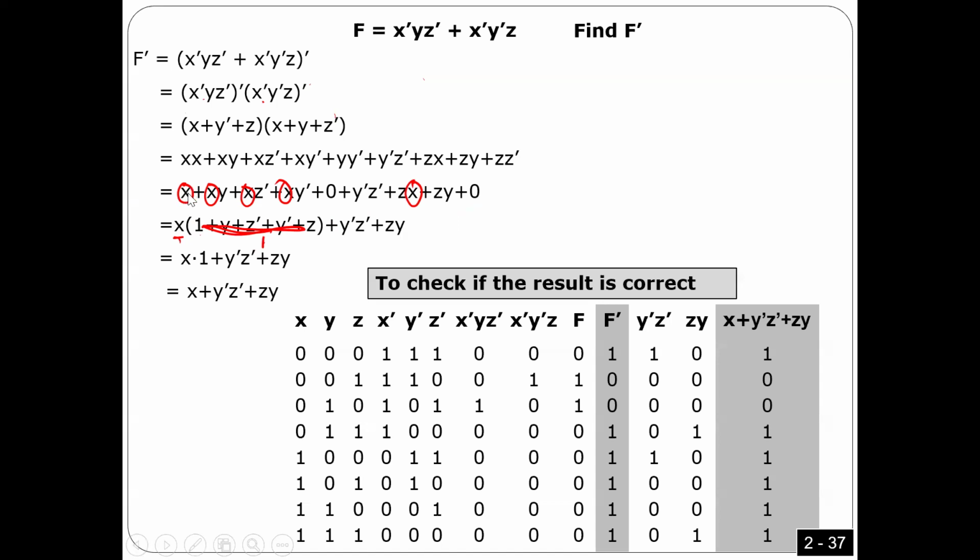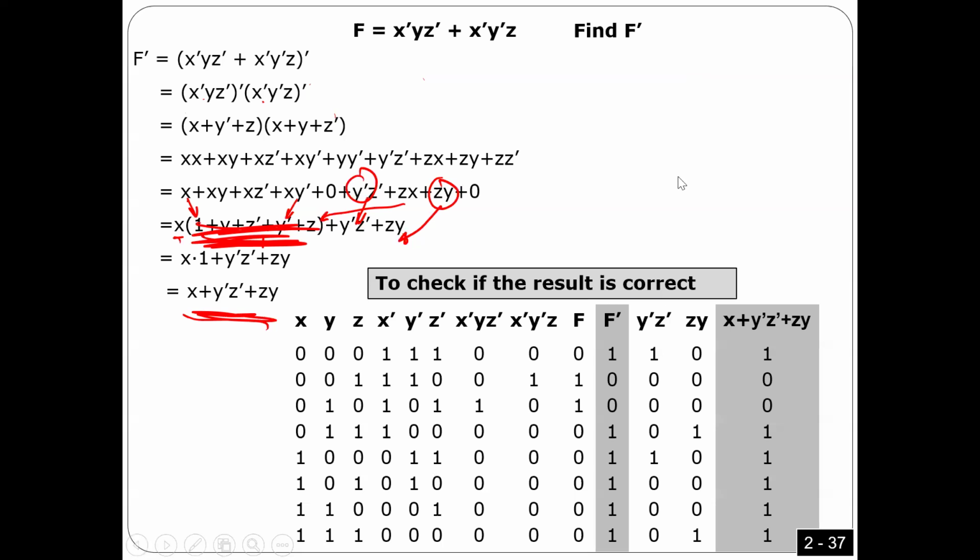When you take x as common, this one becomes 1, this one becomes y, this one becomes z prime, this one becomes y prime, and this one here becomes z. Okay, x prime. So after that, how many? I still have this term here. And 1 or anything, so all of this should become 1. That's what I did here, it becomes 1. So now I simplified it this way.